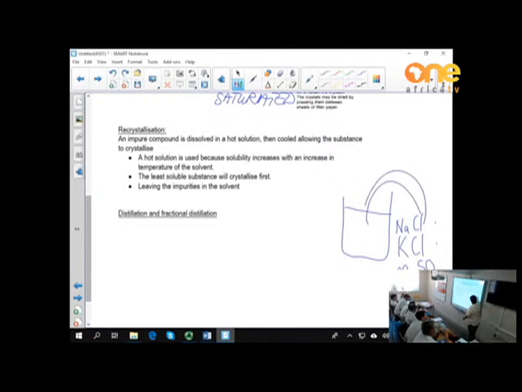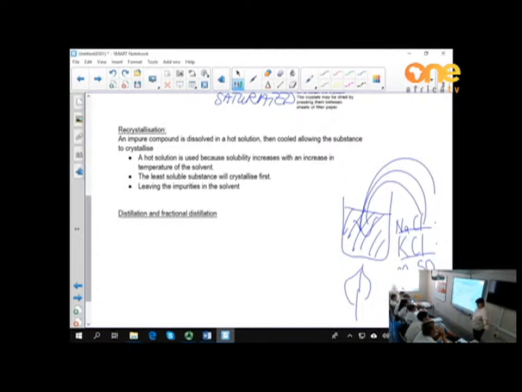So if all of them are added to the solution, they all dissolve. I heat up the solution to make them all dissolve, okay? Then I allow some of the liquid to evaporate, allow it to cool down, and I will find a specific salt will form crystals at a specific temperature. Because we will find the one that is the least soluble, the one that doesn't really want to dissolve very well, will crystallize out first.